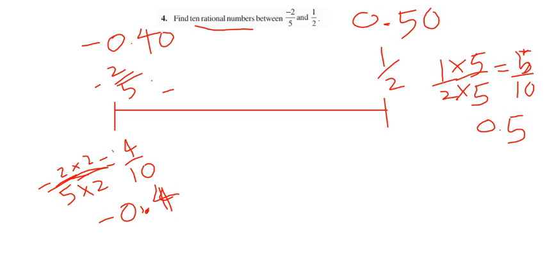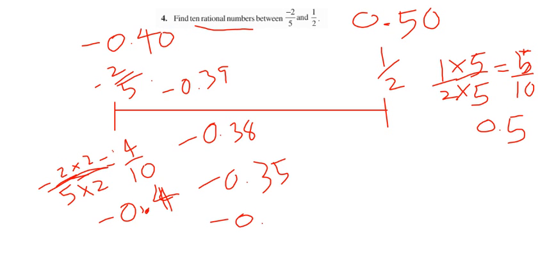We can say minus 0.39, minus 0.38, minus 0.35, minus 0.20, and minus 0.10. You can take any number. See, on this negative side, I took 5 numbers: 1, 2, 3, 4, 5, right? You can put them anywhere like this. And let's say here is our 0. So 0.50 is on this side, on the positive side.